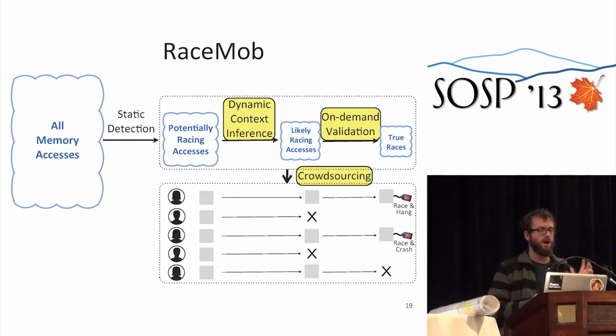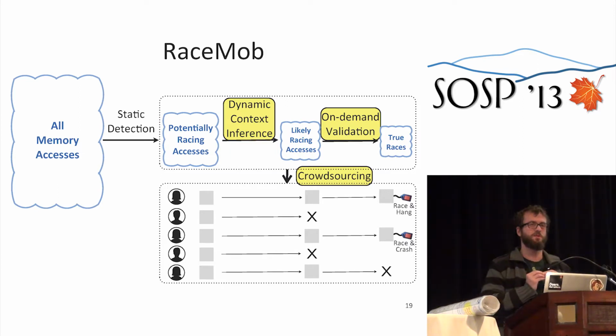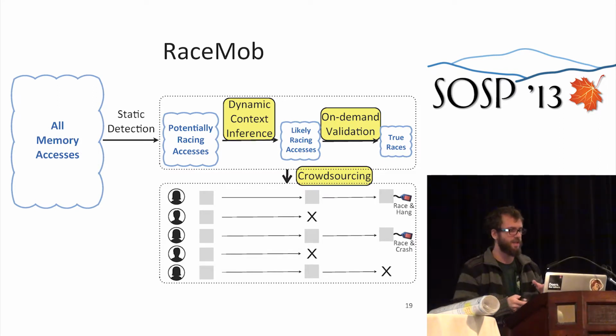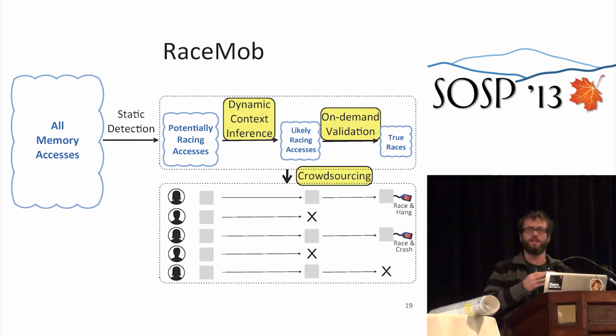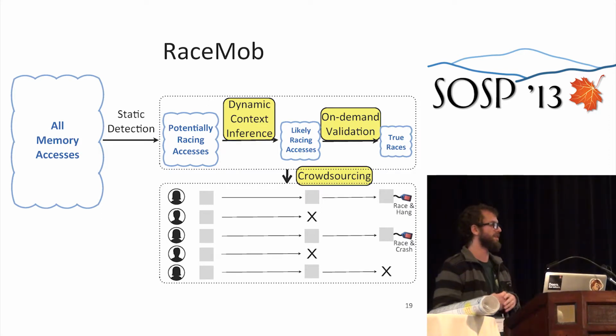We just saw how RaceMob performs on-demand validation. Let me just remind you that RaceMob performs dynamic context inference and on-demand validation in a crowdsourced setting, with a single user performing dynamic context inference and on-demand validation for a single data race at a time. Now that we've seen how RaceMob works, I will talk about some of the evaluation results that we obtained using RaceMob.